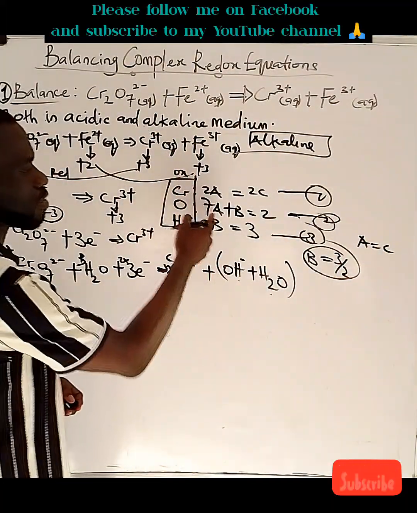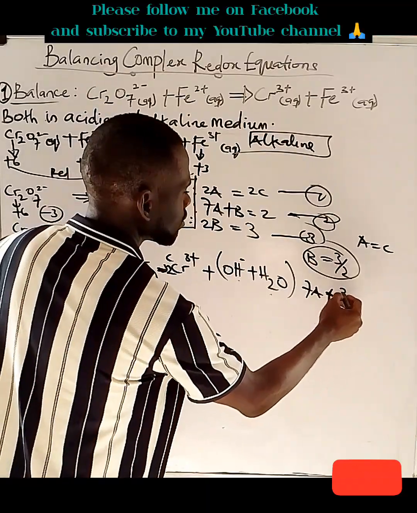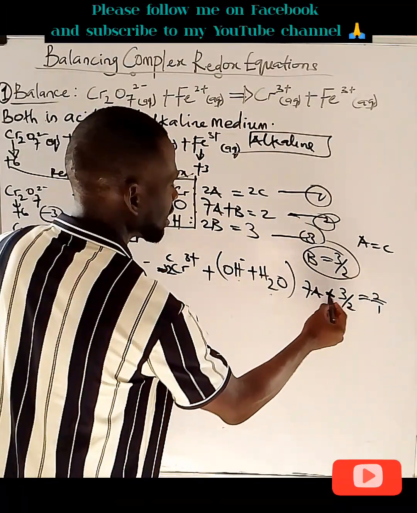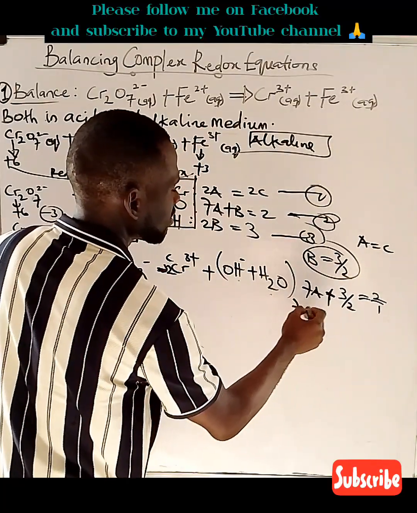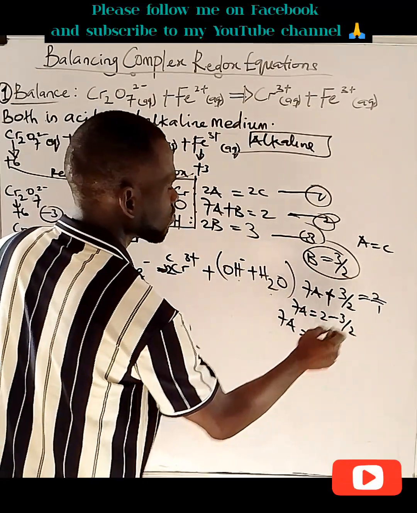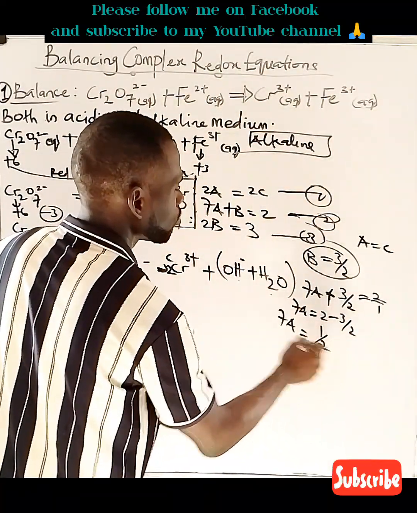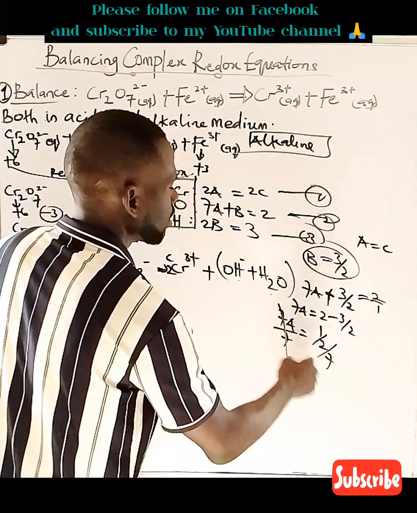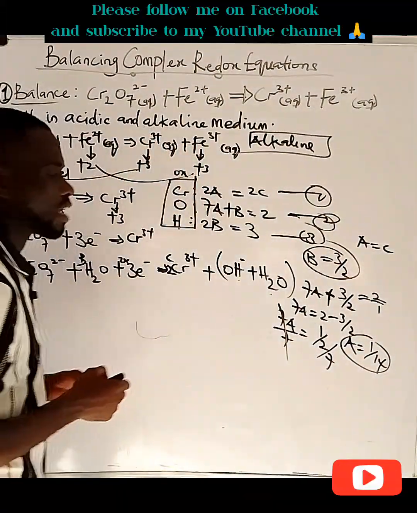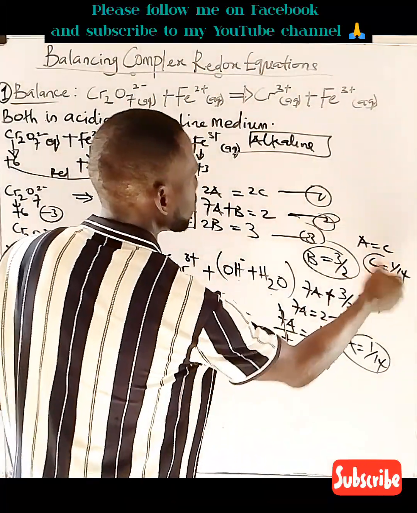So we're going to come down to this very place. We have 7A plus the B, which is 3 over 2, equals 2 over 1. So we can send this to the other side. 7A equals 2 minus 3 over 2. 7A is, cross multiply, 4 minus 3 over 2. So we have 1 over 2, divided both sides by 7. The A is 1 over 14. That's our A. So if A is 1 over 14, it means C also is 1 over 14.